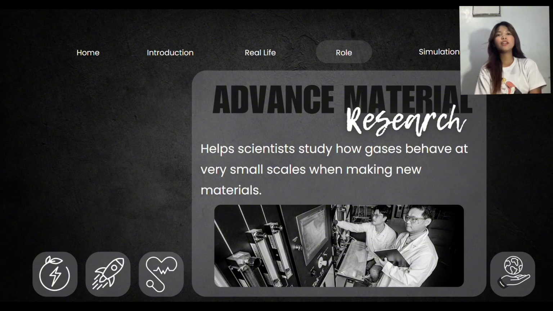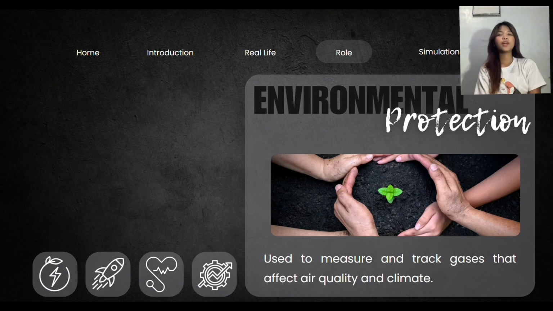Last, environmental protection. To fight pollution, we need to measure harmful gases in the air. Avogadro's law links gas volume to molecule count, helping satellites and sensors track smog and leaks. This data helps clean our air and fight climate change.